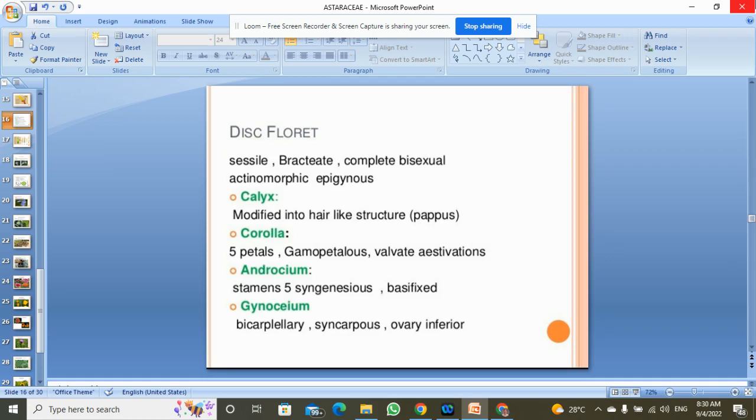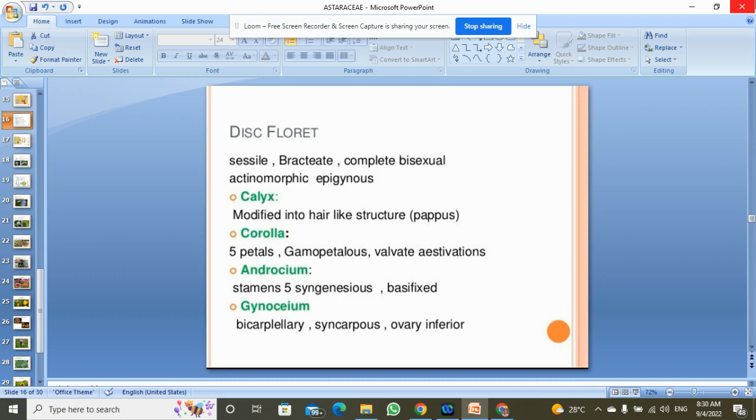Incomplete. Why? Because androecium is absent. That's why it is incomplete. But disc floret is complete. Both androecium and gynoecium are present. Moreover, it is regular or actinomorphic. Actinomorphic means you can cut the flower at any angle into 2 equal halves lengthwise, and it is epigynous.